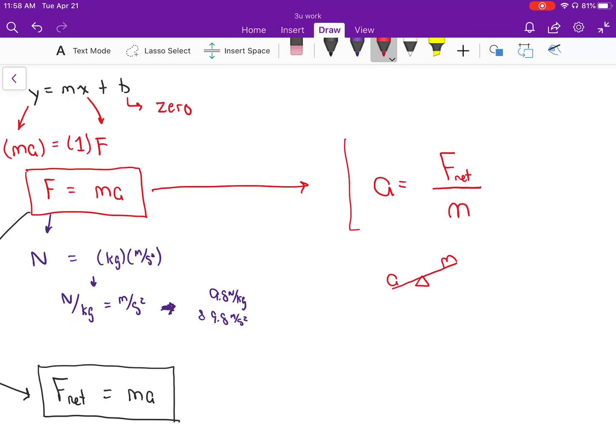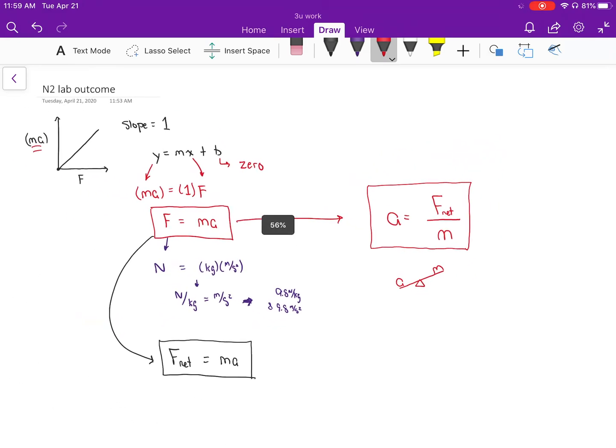Hopefully that was a little bit intuitive when you did the very first document related to the lab. Push something harder, it's going to accelerate more. Push something that's more massive, bigger mass, will have a smaller acceleration. That was supposed to clarify things.